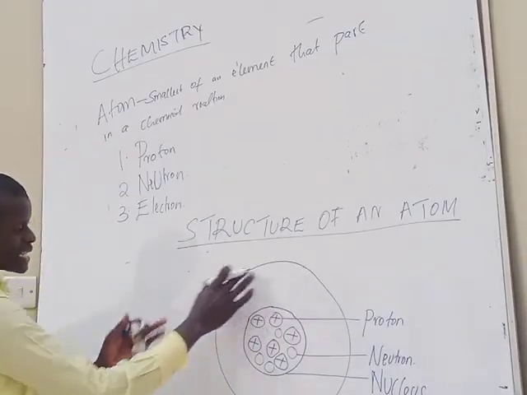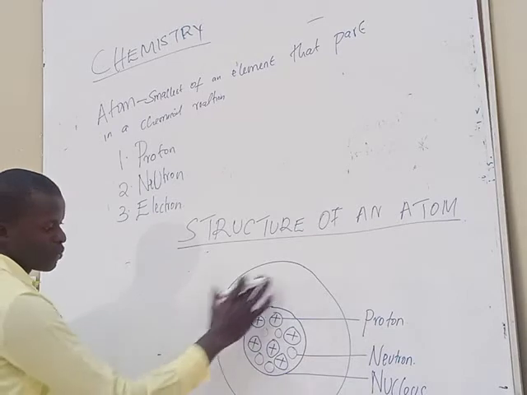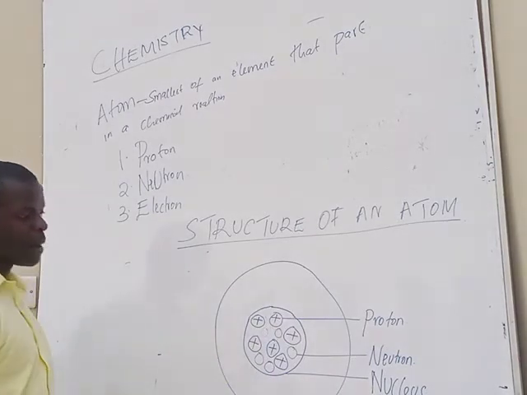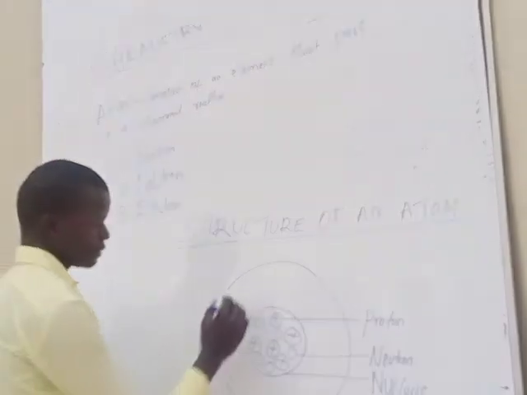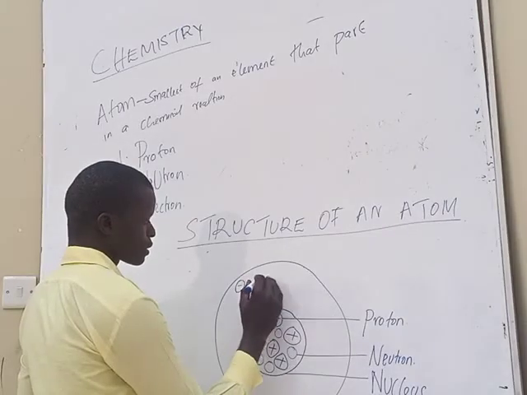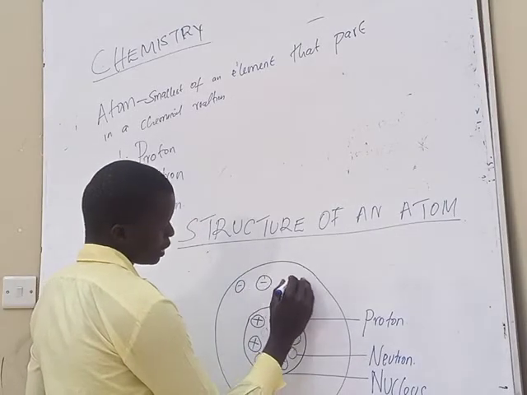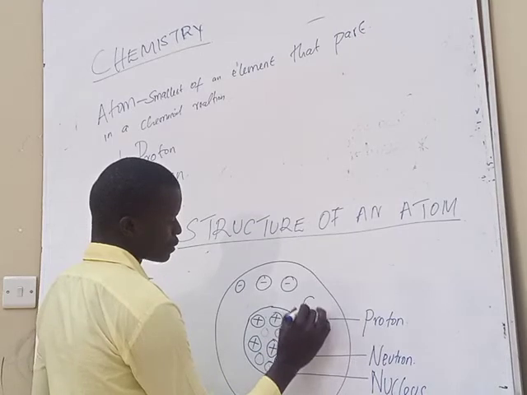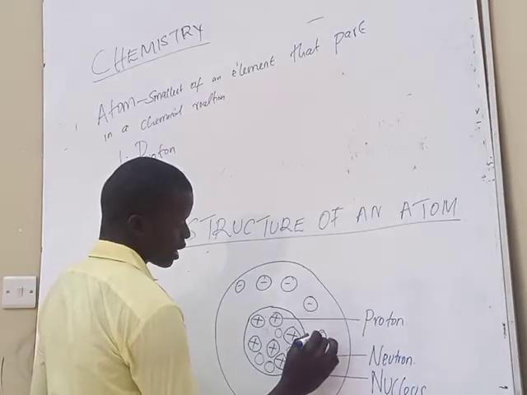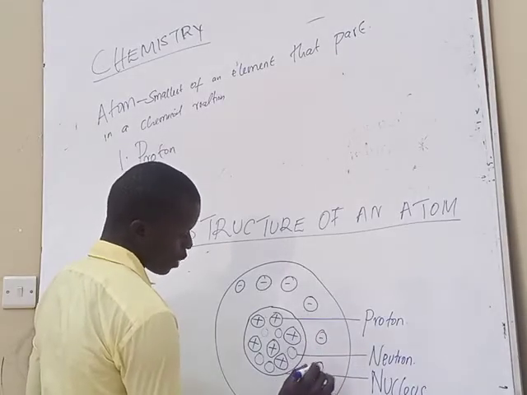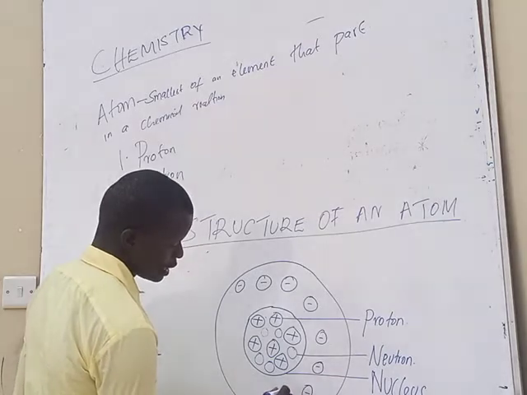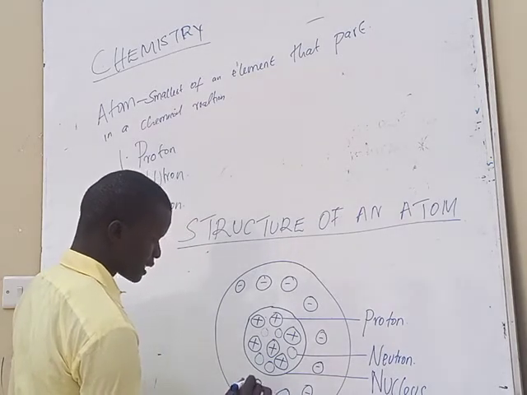Then the other surrounding region, the region surrounding the center, is covered by what? By the electrons. We said they are negatively charged. So we indicate them with a negative charge around the center, surrounding the center.